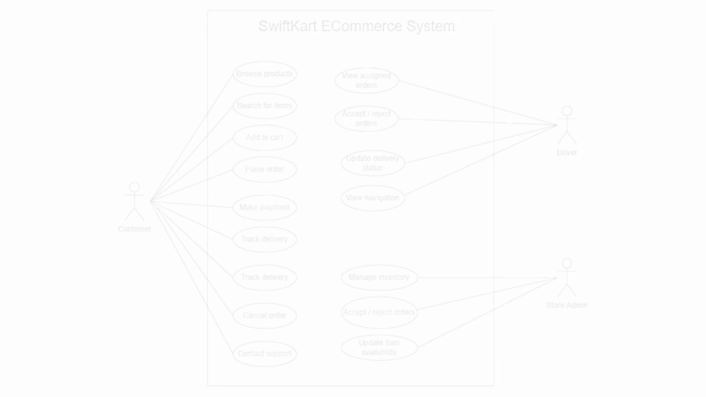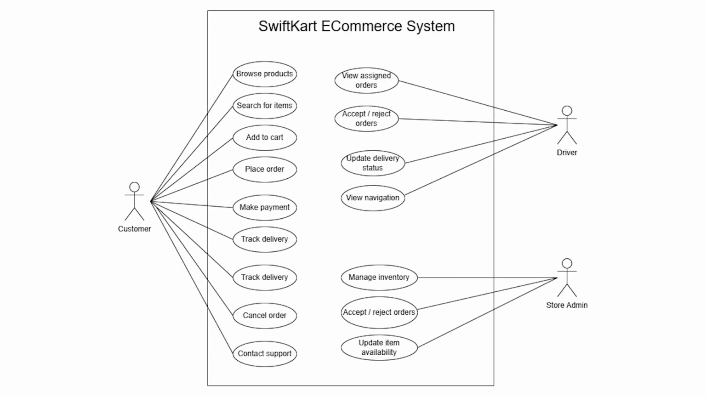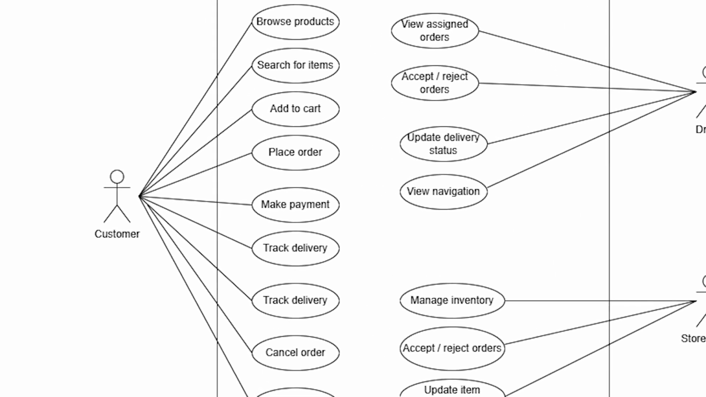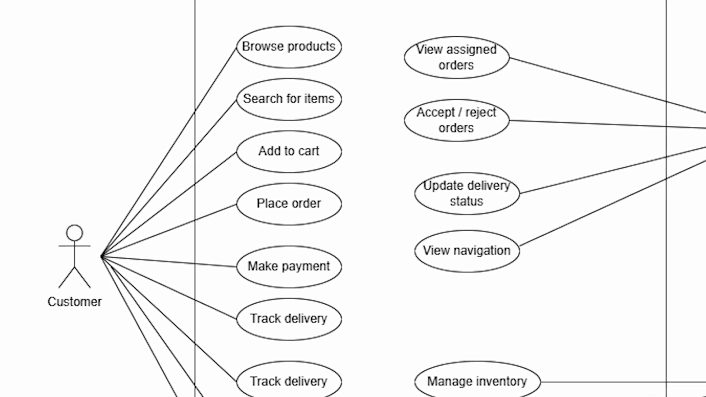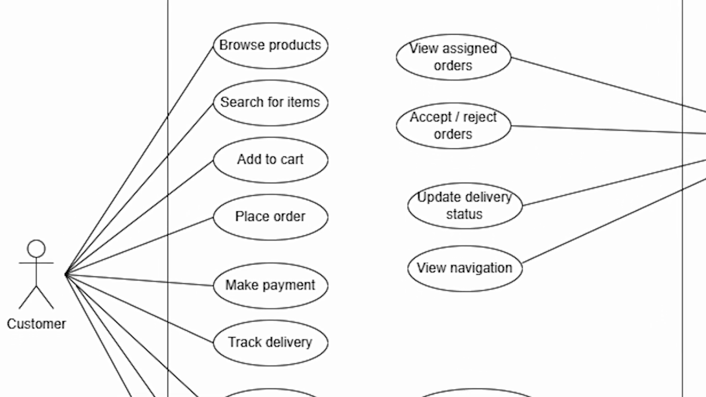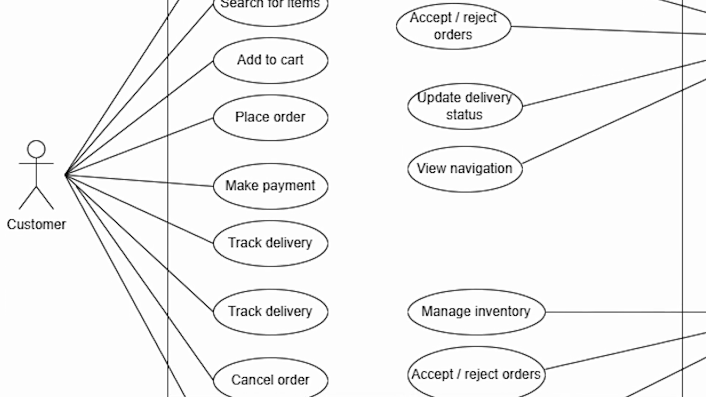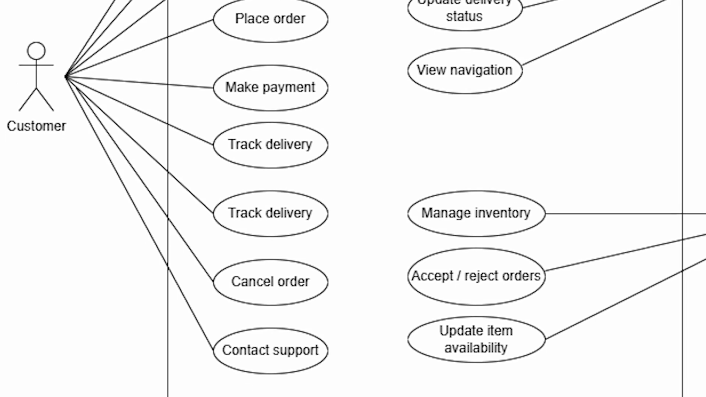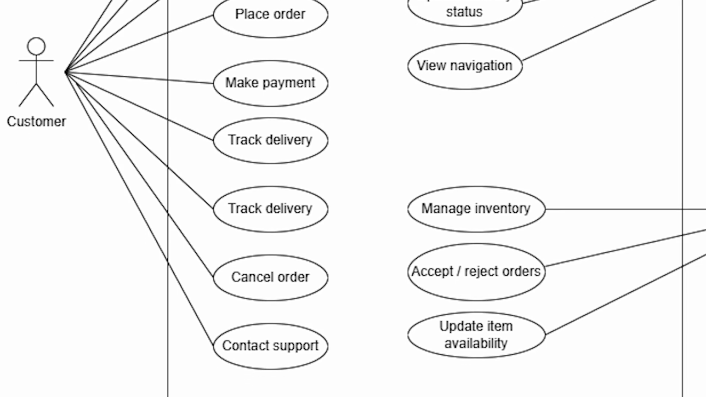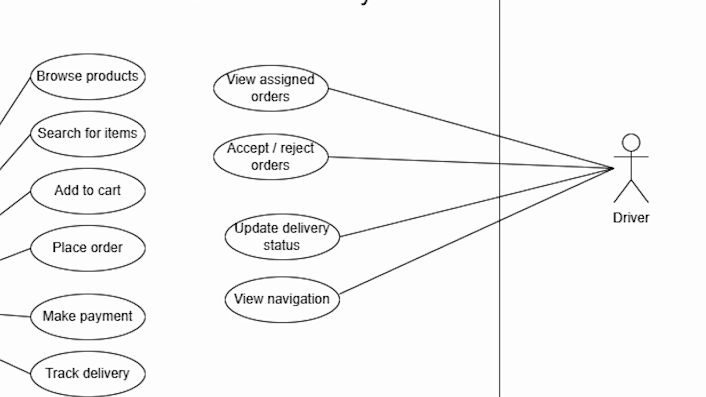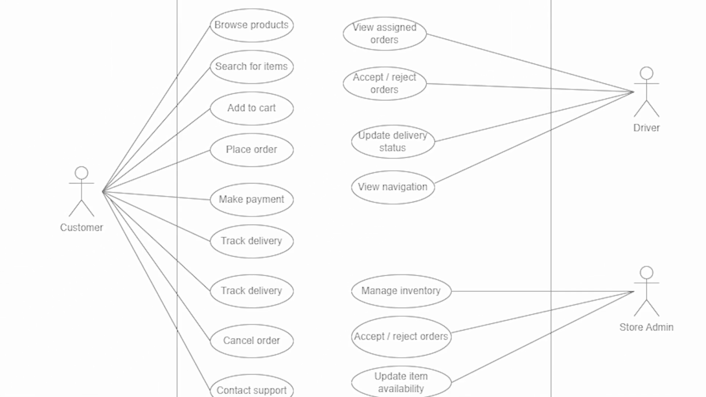In the case of our case study, SwiftKart, the use case model or the use case diagram would be something like this. You'd have a diagram that shows the customer as an actor, and the customer would be able to browse products, which would be a use case, place order, make payment, track delivery. Those are use cases that can be performed by that actor who's known as customer. You would have another actor known as the driver, and driver can accept order, can update delivery status, and so on like that.